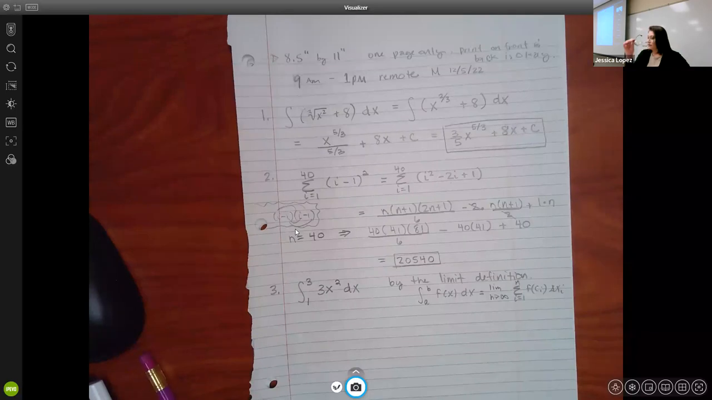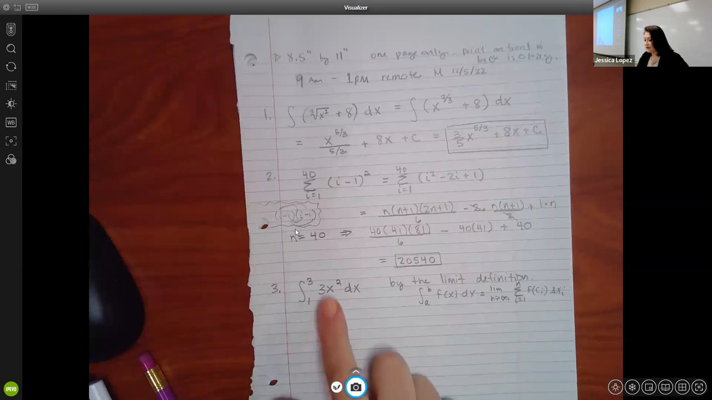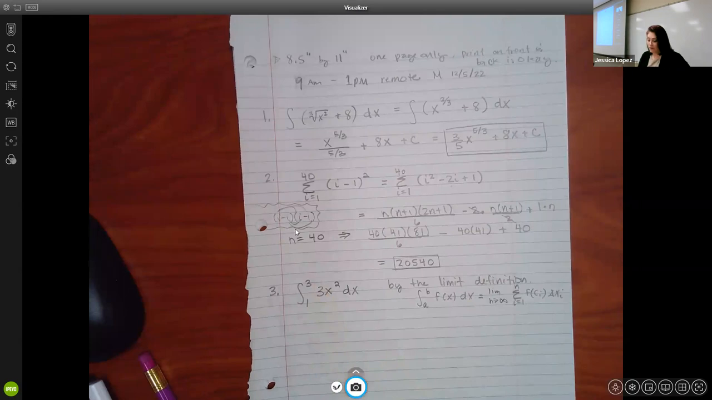Right, so you basically are going to split up your image, your graph, right? Because this is basically finding the area underneath this function between x values 1 and 3. Now you could graph it, but it's not necessary. But essentially what you're going to do is cut that area up into little pieces, right?